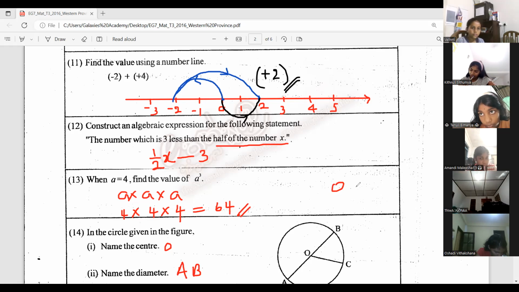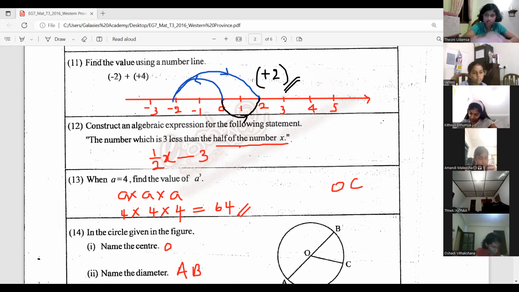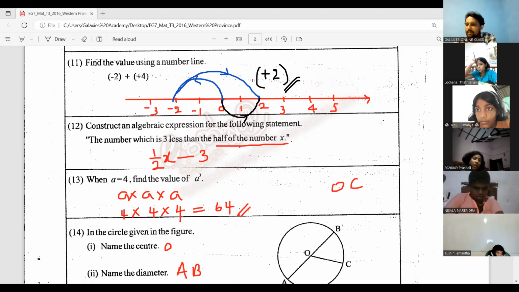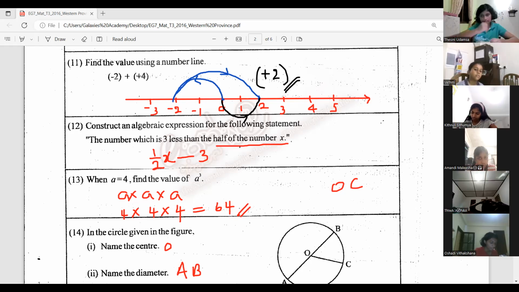Right. Can you tell me OC? What's the name of OC? Radius, right? OC means radius. Also, can you tell me what's the relationship between diameter and radius? Two radius equal to a diameter. Yes, diameter is equal to twice the radius. It is the relationship between diameter and radius.